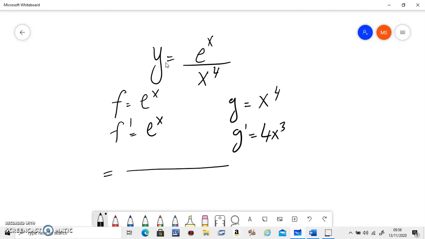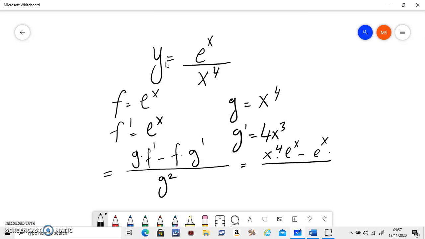Then all you have to do is plug it into the formula, which was g times f prime minus f times g prime over g squared. So g is x to the 4 times f prime e to the x minus e to the x times 4x cubed over x to the 8. If you square x to the 4, it becomes x to the 8.